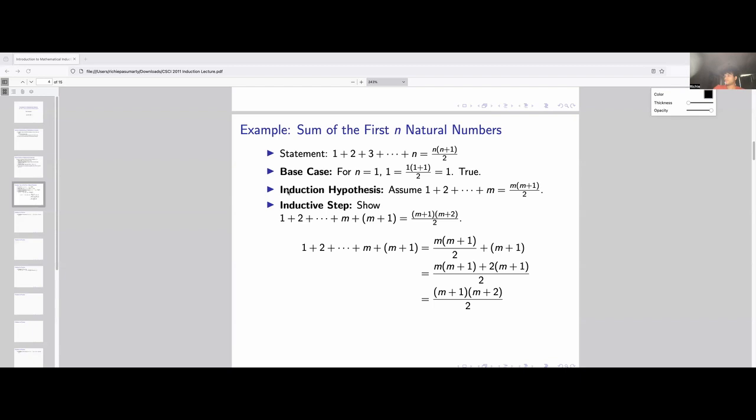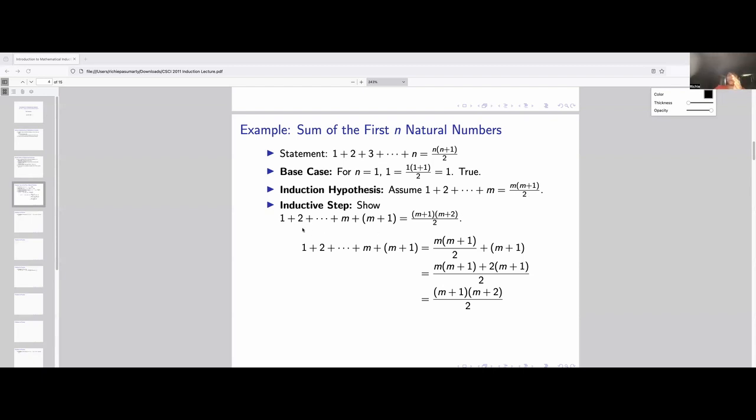Now here's our inductive hypothesis. I don't think it really matters what you call it. Oftentimes I don't even explicitly write inductive hypothesis. I just write "assume this." And I think that's actually what I'll be doing in this lecture. So assume that the formula works for 1 through m, so the sum from 1 through m is equal to m times m plus 1 over 2.